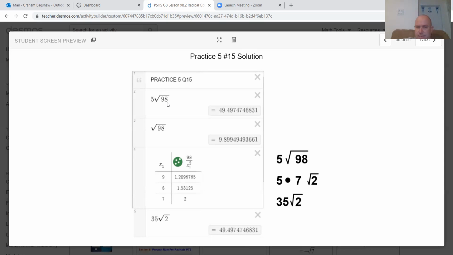And 5 square root of 98. So I check first of all, doesn't work. So just focus on the square root of 98 for this one. Do your table again, count down from 9 this time because it's 9.8. As soon as you get two whole numbers, stop. So in other words, 7 and 2. And then multiply the numbers together because these are like terms. So 5 times 7 is 35 with the radical 2. And just go ahead and check that decimal again just to make sure this is the right answer.